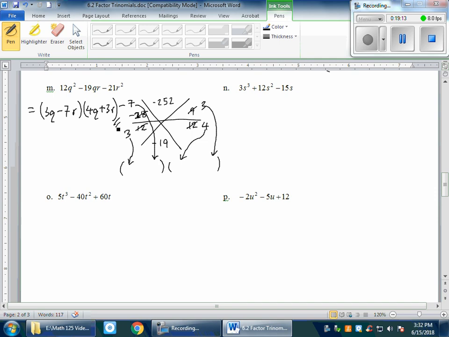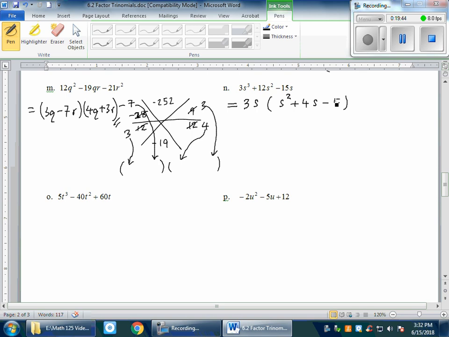So next problem N. As you can see, this is not in quadratic format. The degree of the variable is 3. However, we can still factor because I can see that s is in every single term. So remember, whenever you are factoring, you always have to consider the greatest common factor. In this case, my greatest common factor is 3s. So that will become s squared plus 4s minus 5.